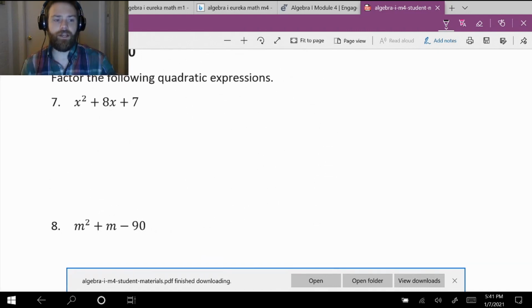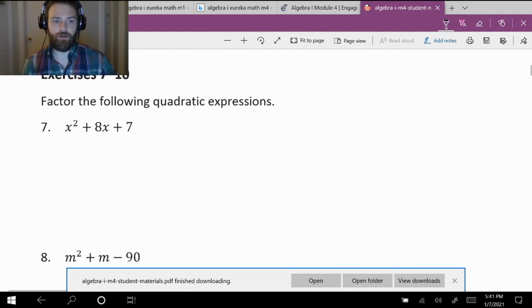So now it's saying to factor the following quadratic expressions. Well, there's some steps to factoring. Okay, so let's talk about how to factor. So to factor, we're going to follow some steps. And I call this one up here step 0. So we'll talk about that.